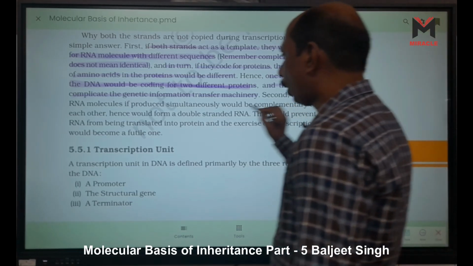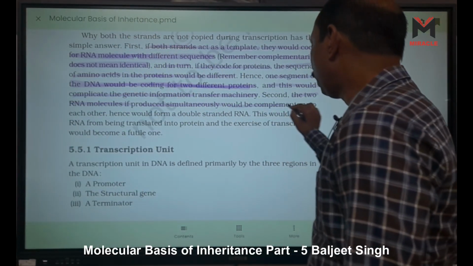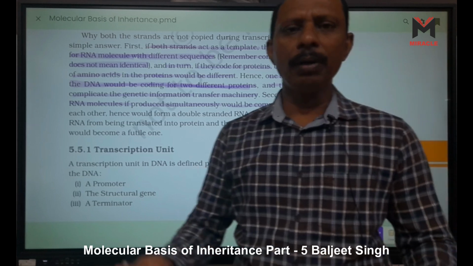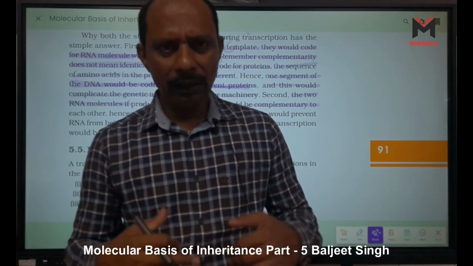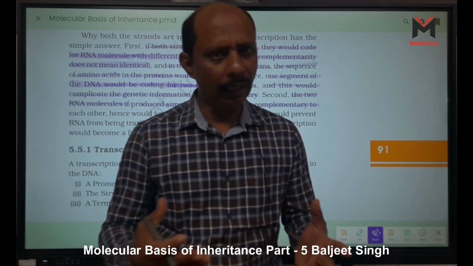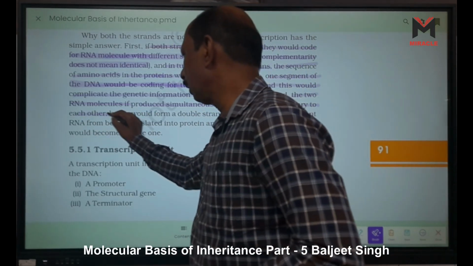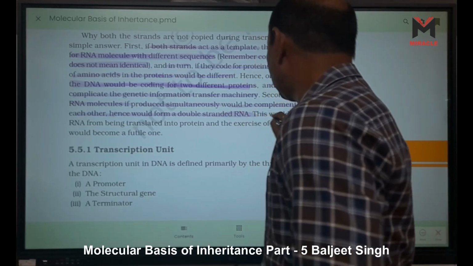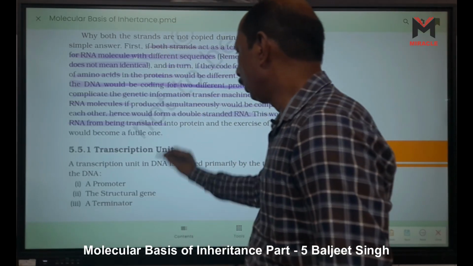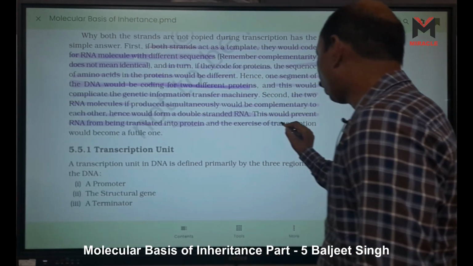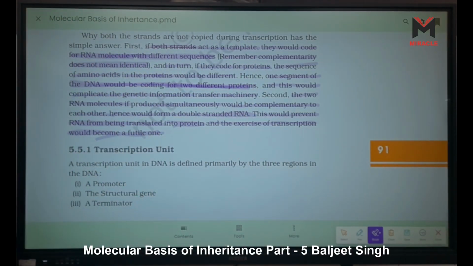Second, the two RNA molecules, if produced simultaneously, then what happens? They would be complementary to each other, and when they are complementary to each other, they form hydrogen bonds between them. Now they become double stranded, and when they become double stranded, they become inactivated. That is given here. Because they are complementary to each other, they would form a double stranded RNA, and this would prevent the RNA from being translated into proteins, and the exercise of transcription would become a futile one. Do you understand here?